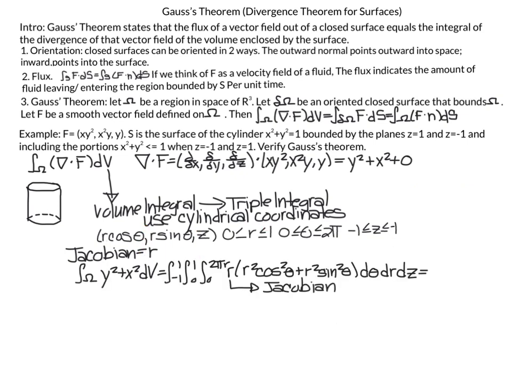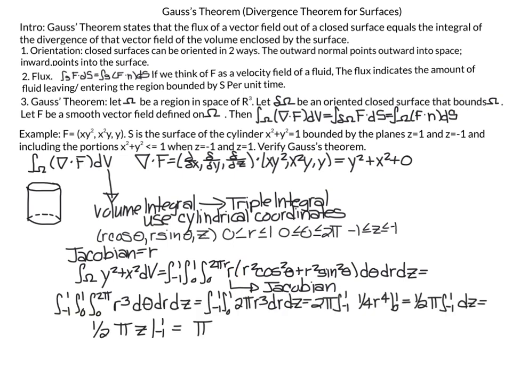I'm just about ready to set up my triple integral, except that I need to convert my divergence from rectangular coordinates into cylindrical coordinates. So I have my y squared, which is r squared sine squared. And then I have my x squared, which is r squared cosine squared. And then I have my r here, which is my Jacobian. Once I have my integrals set up, then I can integrate, plug in, and my answer will be pi.